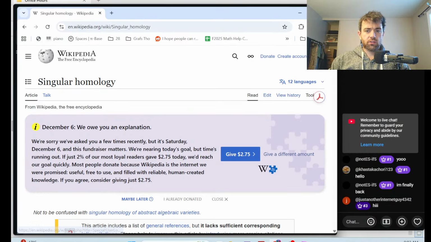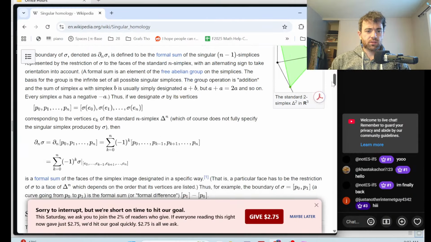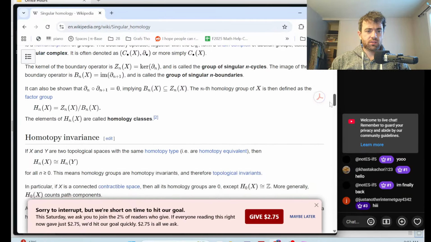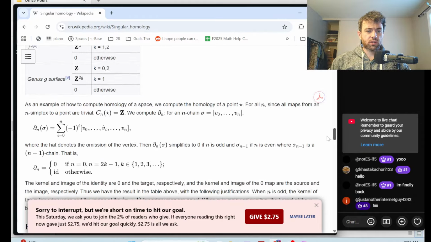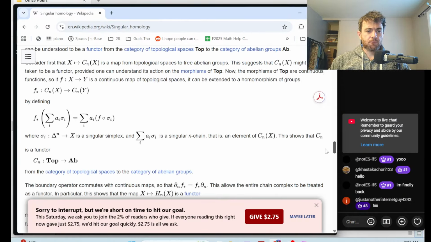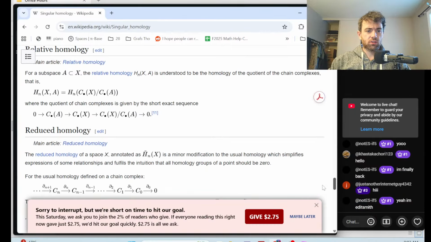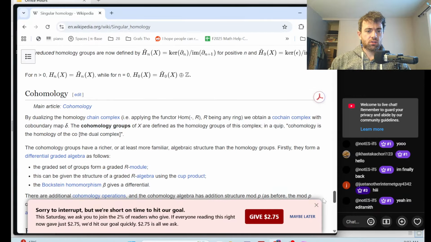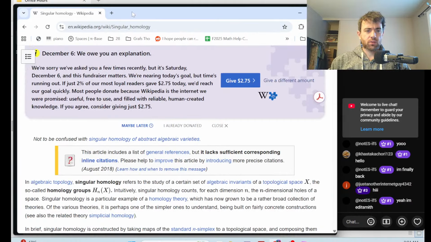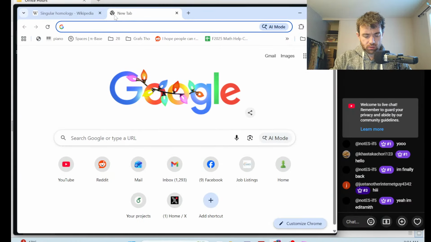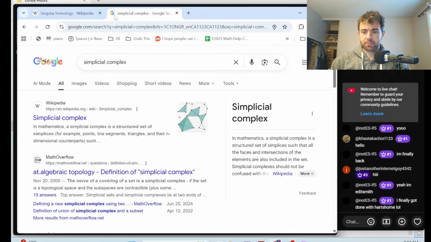What are we doing? Singular. Was this what we were looking at yesterday? No, we were doing something else. Singular homology. Simplicial. What page were we on?